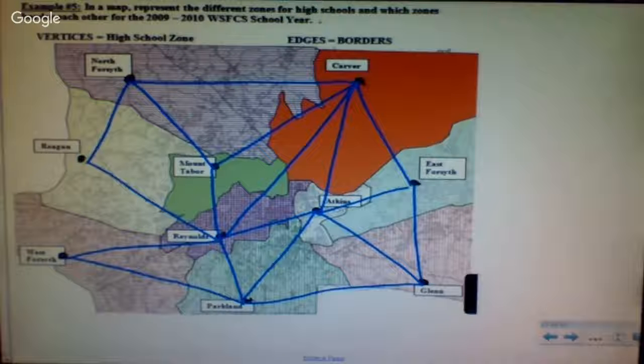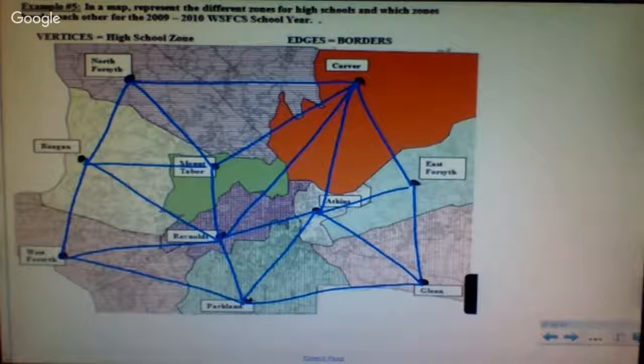Okay. What exactly is this? School districts. But what am I missing? Hold on, I'm getting there. So, Reagan touches what? West Forsyth. We got Mount Tabor and West Forsyth. North side. Okay. I don't think we missed any. I think we got them all. See, I was gonna draw that.